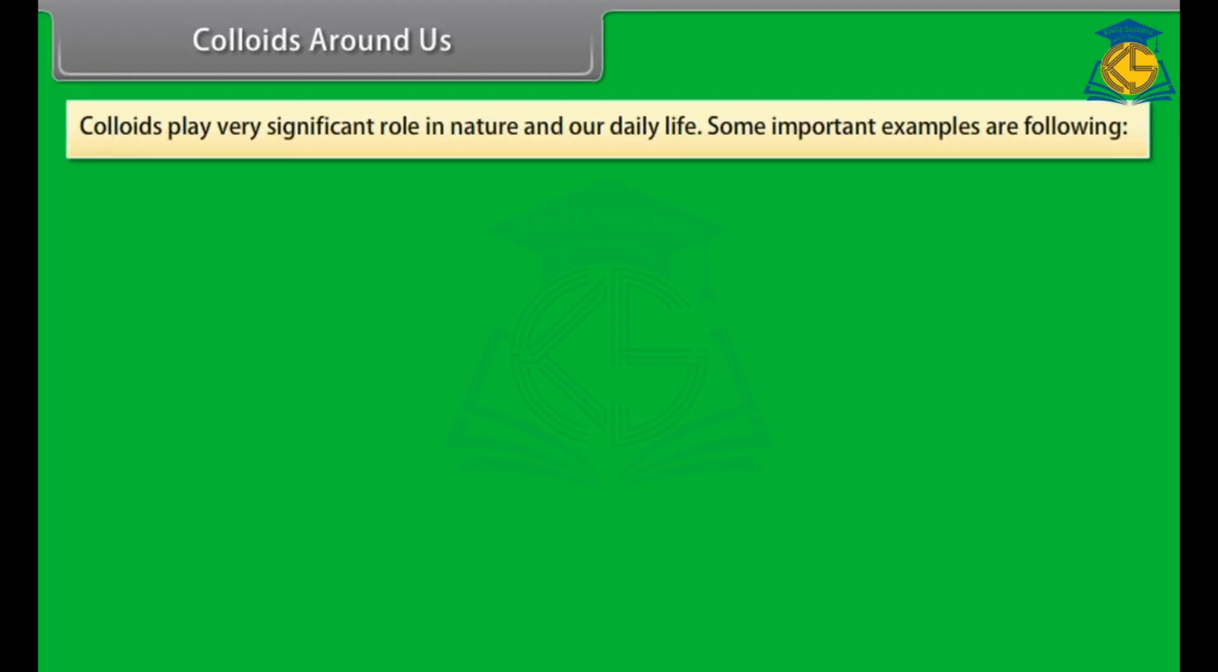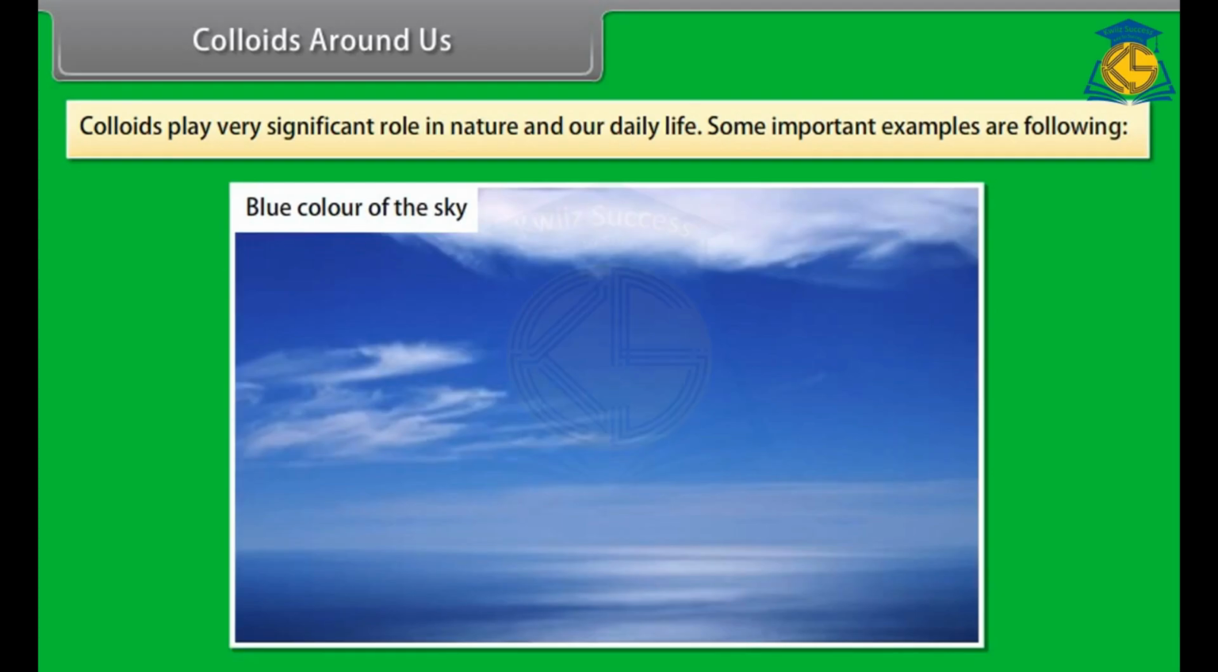Colloids play a very significant role in nature and our daily lives. Some important examples are as follows. Blue color of the sky. It is due to scattering of light by colloidally dispersed dust particles in air that the sky looks blue.